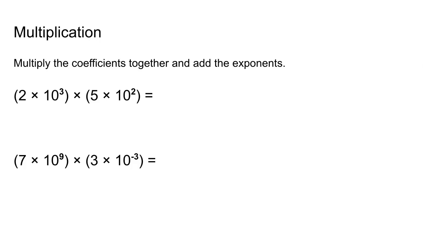Now let's talk about multiplying numbers in scientific notation. When multiplying numbers in scientific notation, multiply the coefficients together and add the exponents. So first we have 2 times 10 cubed times 5 times 10 squared. So start by multiplying the coefficients together, which are 2 and 5. So that gives you 2 times 5. And then we need to add the exponents, which are 3 and 2. So that gives you times 10 to the 3 plus 2 power.